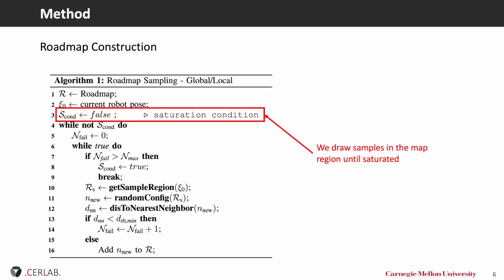To ensure an evenly distributed and sufficient number of sample nodes, we define a saturation condition as our sampling termination criterion in each iteration. Please refer to our paper for further details of this part.